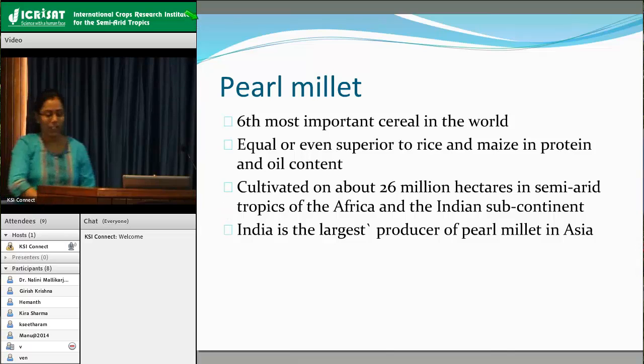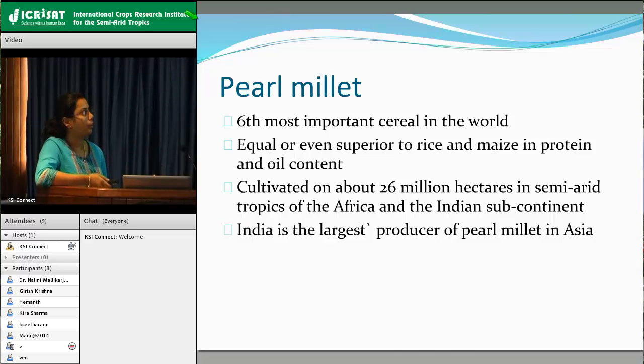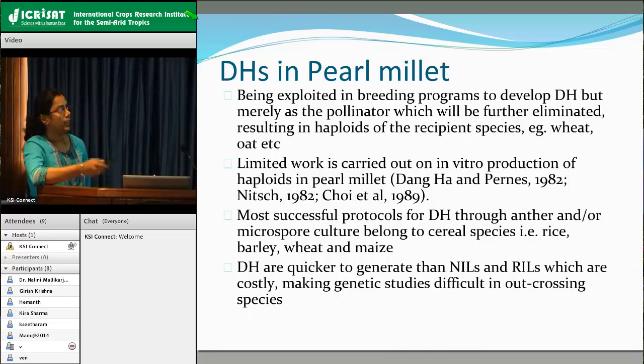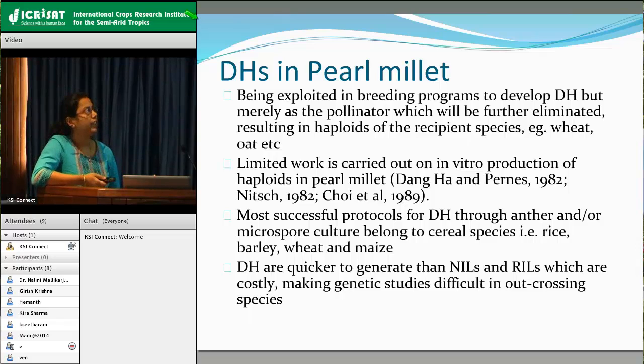So coming to pearl millet, I would bore you with a little bit of pearl millet. As you know, pearl millet is a staple food in semi-arid tropics and India is its largest producer. So what is the status of double haploids in pearl millet? It is usually used as a pollinator for wheat and oat to develop double haploids. But the problem here is, since it's being used as a pollinator, most of the haploids result from the receptor, that is wheat or oat, and there is no protocol as such in pearl millet for double haploids, and very sporadic results were obtained around 20-30 years back. So there are no protocols for it, and unfortunately it has been the least explored cereal.